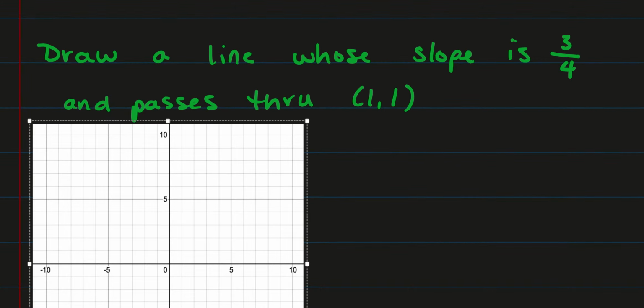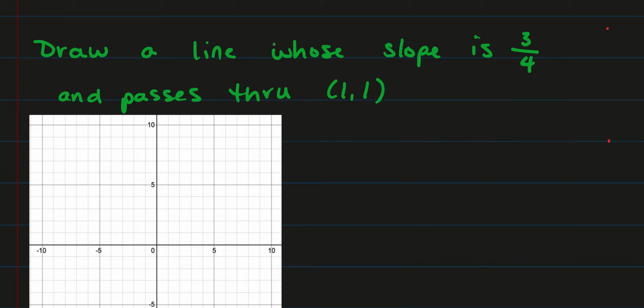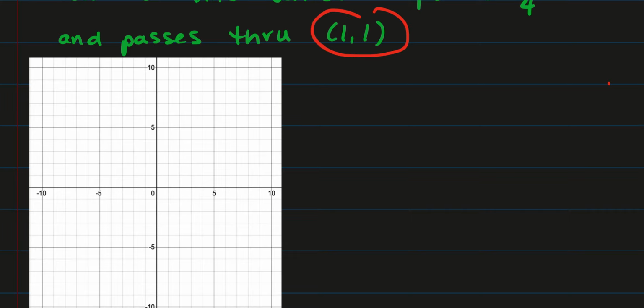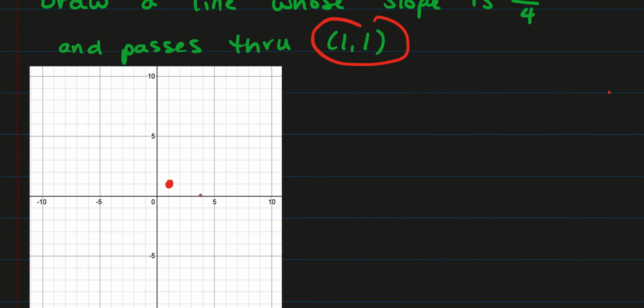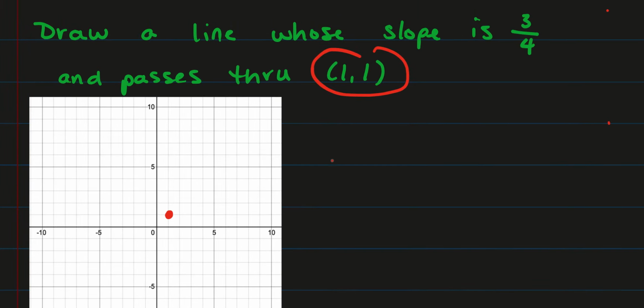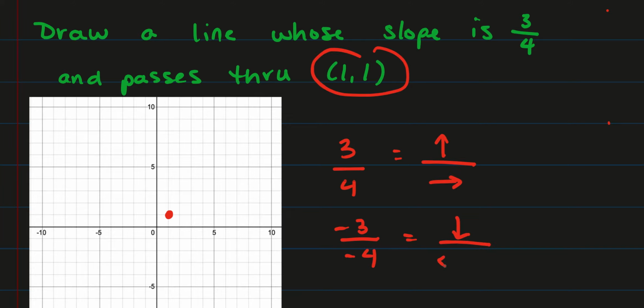All right, so I want to sketch this line. So the first thing I'm going to do is plot this point (1, 1). The point (1, 1) is right here. And then it has a slope of 3/4. So 3 divided by 4. Now we remember that this is how far up we go and to the right. Or, because we can write 3 over 4 as -3 over -4, it's how far down and to the left we go. Remember, these negatives change the direction.